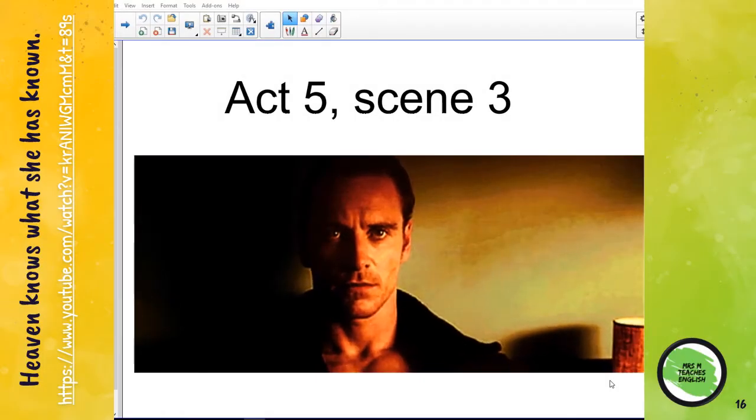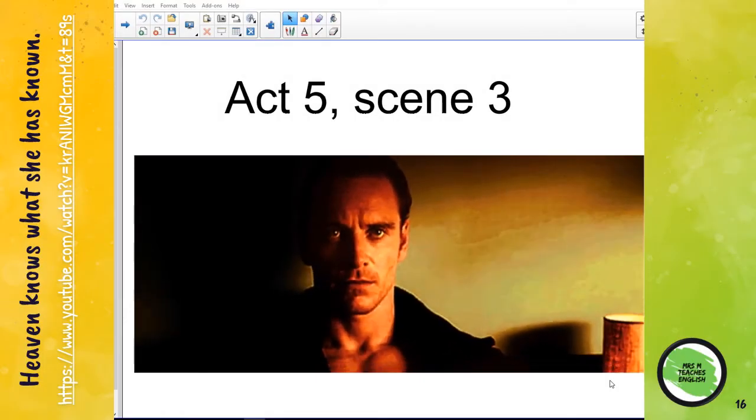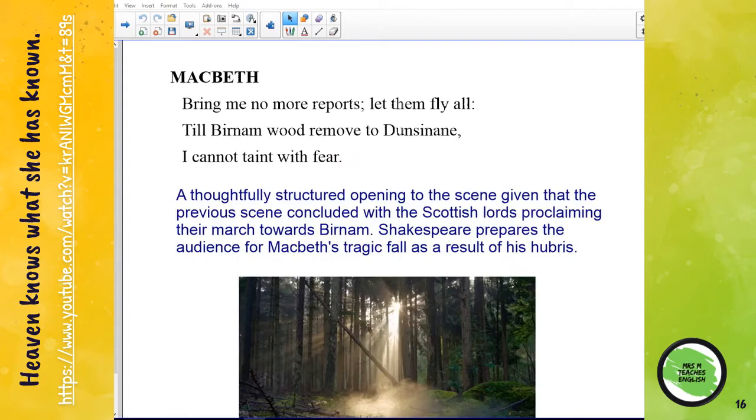Hi, this is Mark Birch with a quick revision of Macbeth Act 5, Scene 3. Shakespeare begins the scene with an arrogant Macbeth stating, "Bring me no more reports, let them all fly, till Birnam Wood remove to Dunsinane I cannot taint with fear."